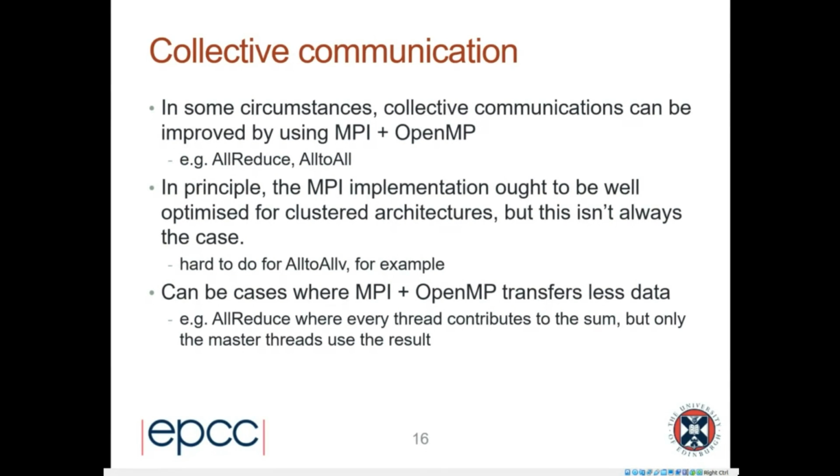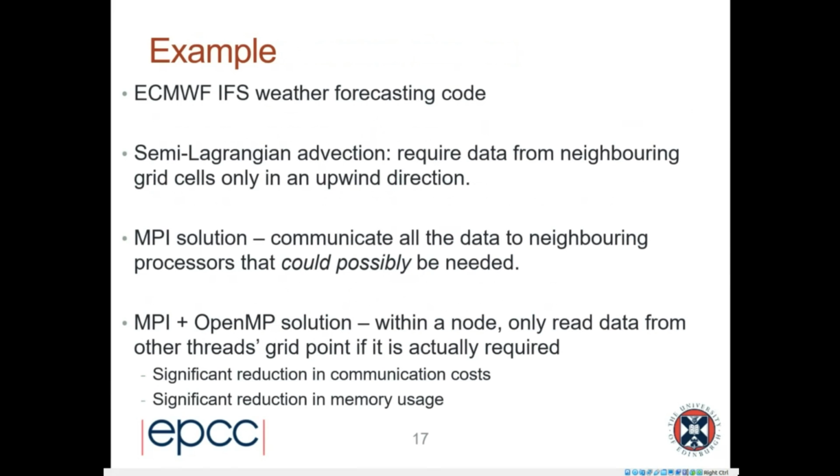So another reason why MPI plus OpenMP can be useful is that you end up sending a small number of large messages rather than a large number of small messages. And that, of course, helps because a lot of small messages are dominated by latency. The example here is the European Centre for Medium Range Weather Forecasting. They have a weather forecasting code called the Integrated Forecast System, I think IFS stands for.